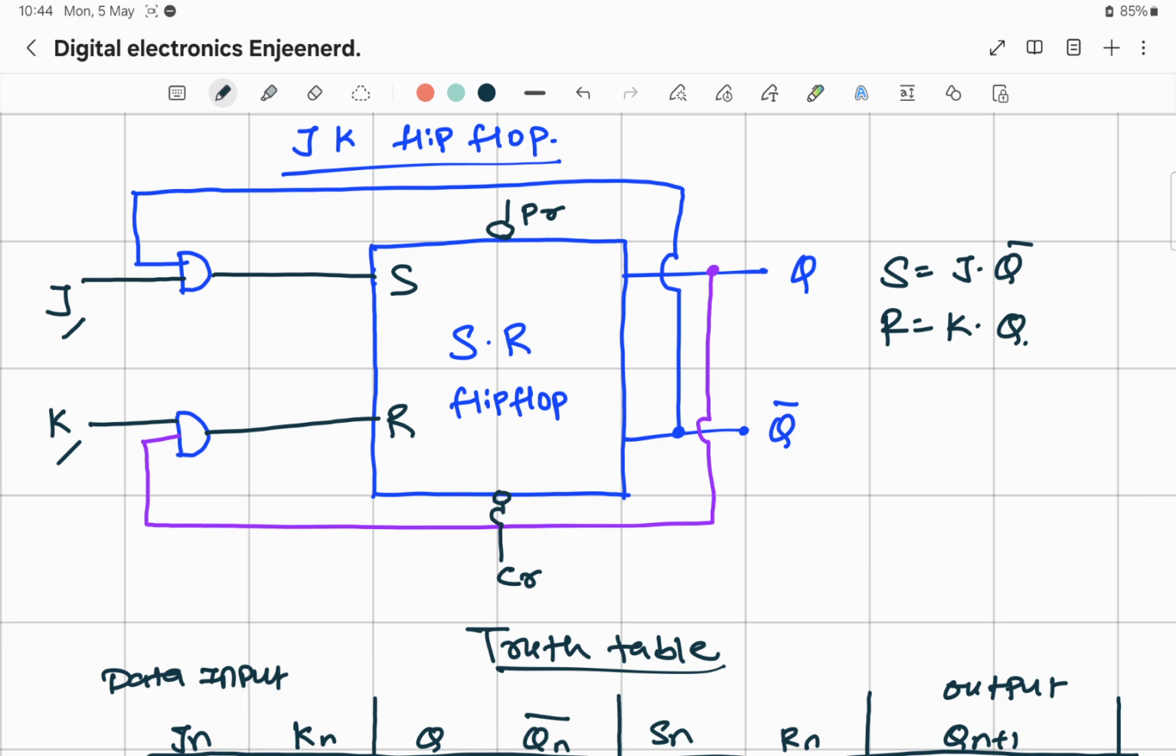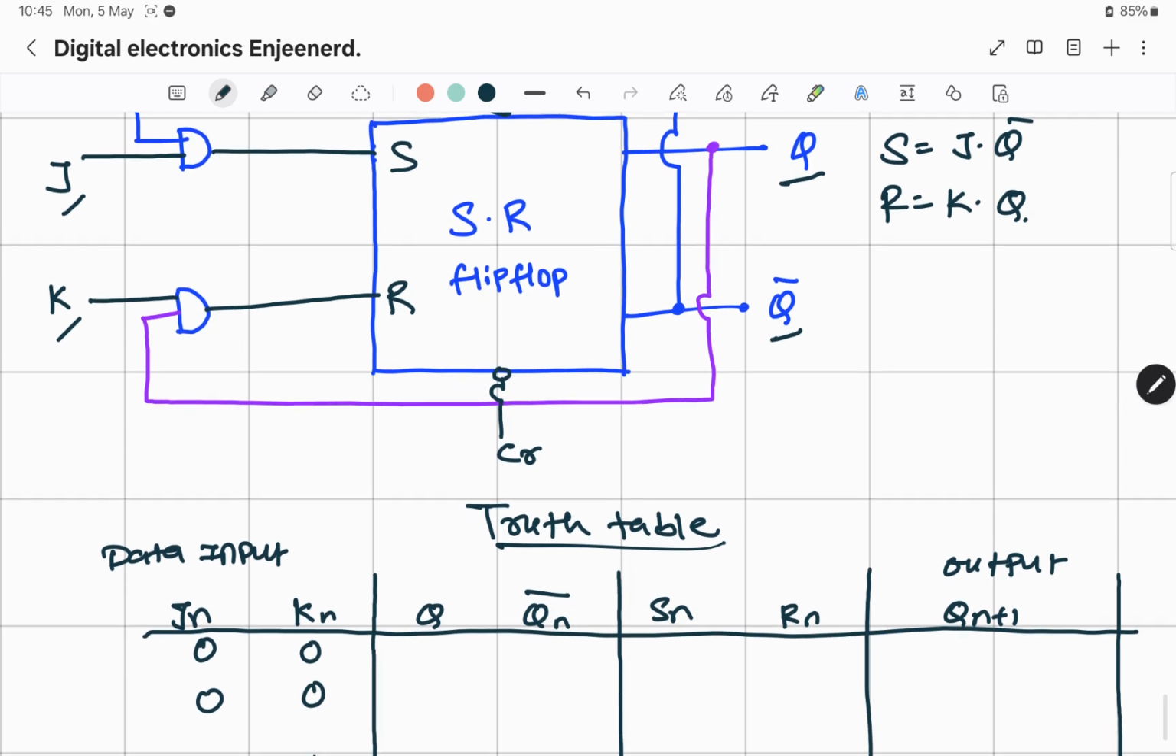But here we have to consider one more situation for the output as well. So the initial state of Q could be 0, it could be 1. I have to consider both cases of Q. So in short, I will have 4 input combinations, and for every input combination I will have 2 output combinations. So in all I will have 8 different combinations.